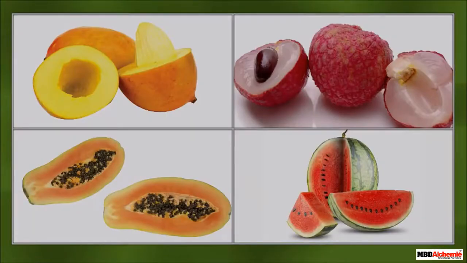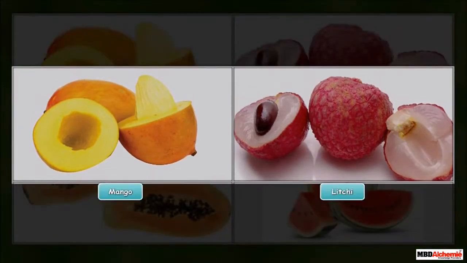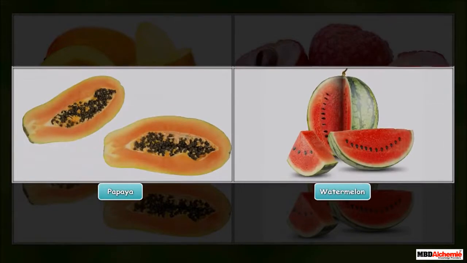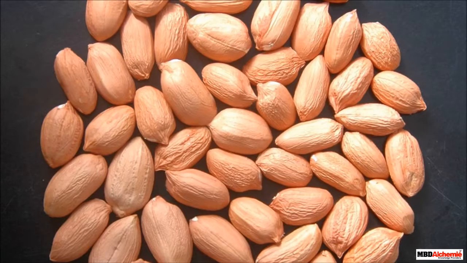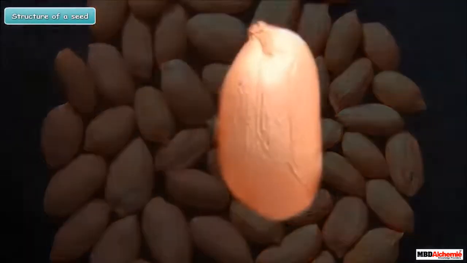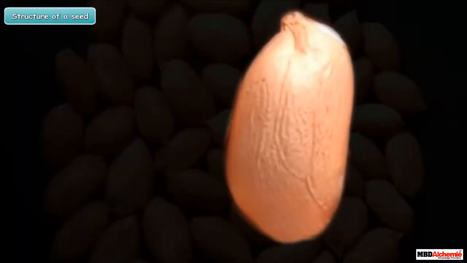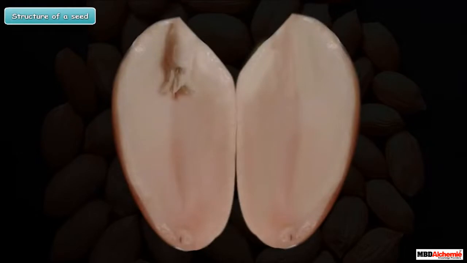Seeds are present within the fruit of a plant. Some fruits like mango and lychee have only one seed, whereas fruits like papaya and watermelon have many seeds. Let us now learn about the structure of a seed. The outermost part of a seed is called the seed coat. It is a covering that protects the inner parts of the seed.